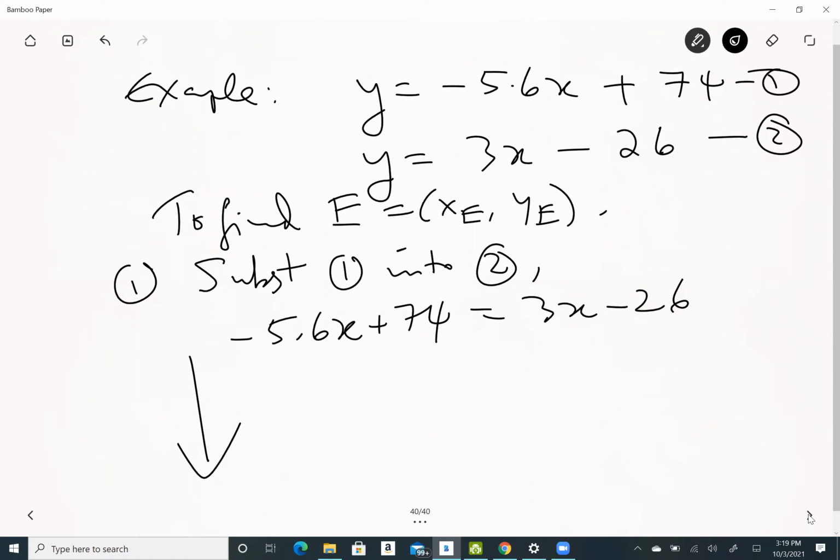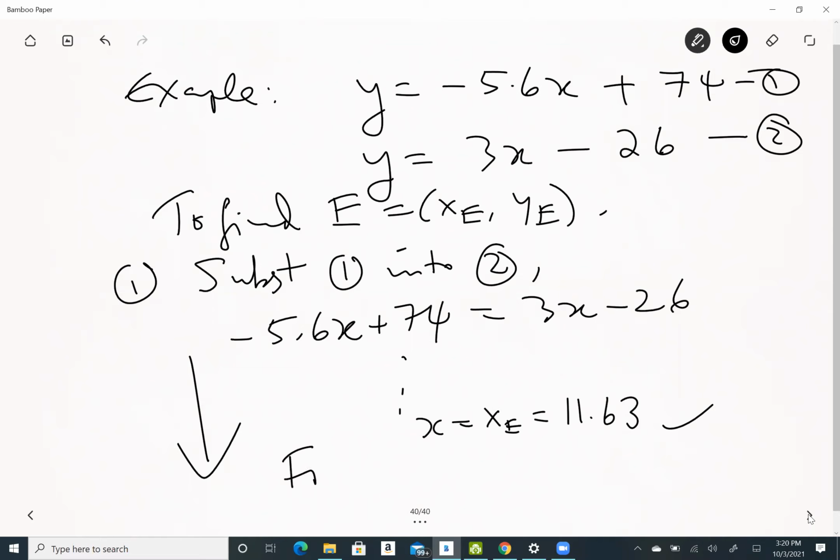11.63. Everybody get 11.63? Okay, so you work this out, you bring the x to the left, the constants to the right. So we got x, which is equal to xe, that is equal to 11.63. Okay, anybody else got the same number? If you have not finished, go home, finish it up.